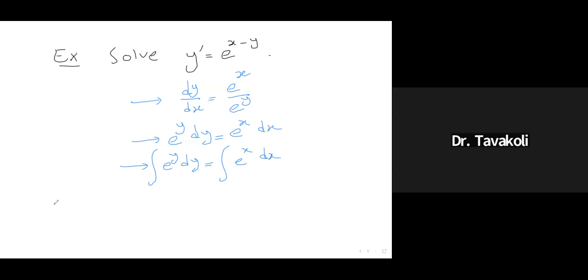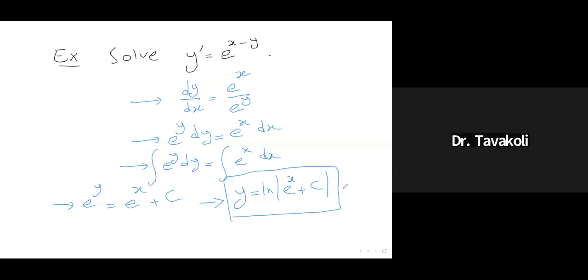Antiderivative of e to the y, let me write it here, is e to the y. Antiderivative of e to the x is e to the x, and at the end we need a plus c. So if e to the y is the other side, if I take a natural logarithm from both sides, y is going to be ln of absolute value of e to the power of x plus c. And that's the final answer.